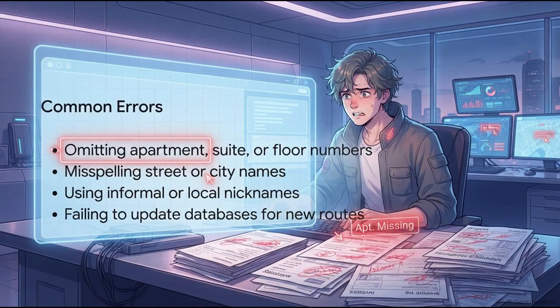So always avoid these common pitfalls. Omitting apartment, suite, or floor numbers is a huge one. Misspelling street or city names or using informal local nicknames instead of official designations will absolutely cause problems. And here's one people forget: failing to update databases after delivery route changes. Remember, ZIP+4 codes are based on fluid delivery routes, meaning they can actually change. If you don't update your data, your mail gets delayed.